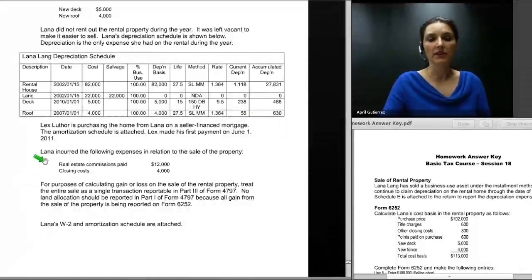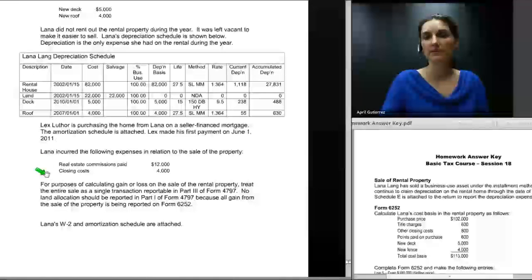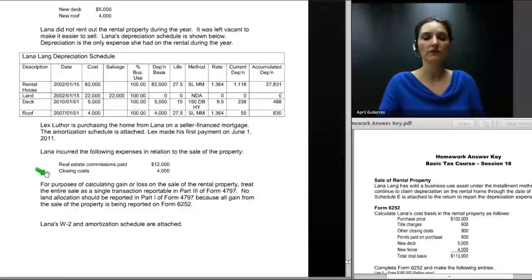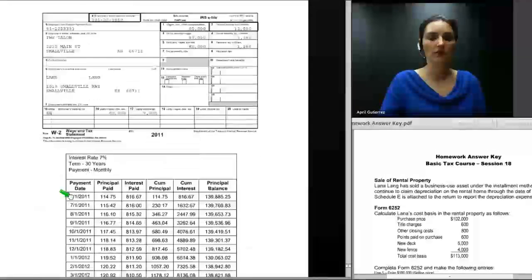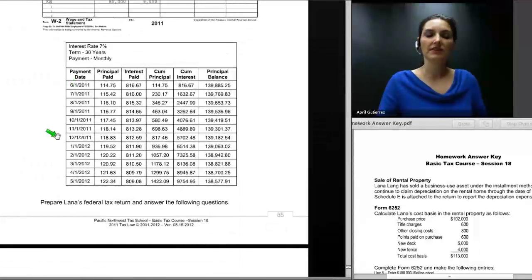Lana incurred the following expenses in relation to the sale of the property, and we can see we've got $12,000 plus $4,000. Those amounts are going to be reported on the 6252 form. We provide you with a W-2 showing Lana made $80,000 of wage income with $12,000 of federal withholding and $9,000 of state withholding. Now this amortization schedule does a little bit more for you than Diana Prince's did, because we're actually showing you accumulated principal and accumulated interest.